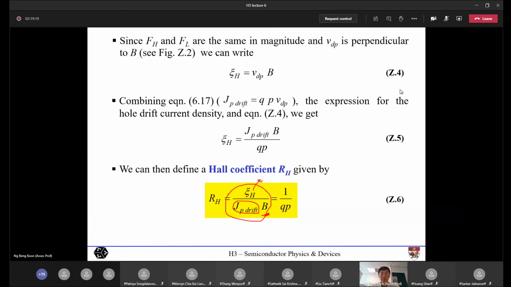So if you can calculate the Hall coefficient, from our discussion here you find that the Hall coefficient is also equal to 1 over QP. So if you know the Hall coefficient, you can use this to also work out the concentration of the majority carrier. Oh, okay, I understand. So they're all related. Okay, thanks.